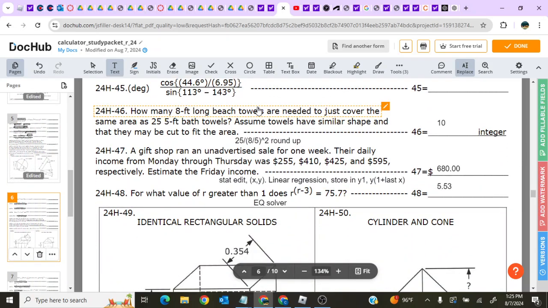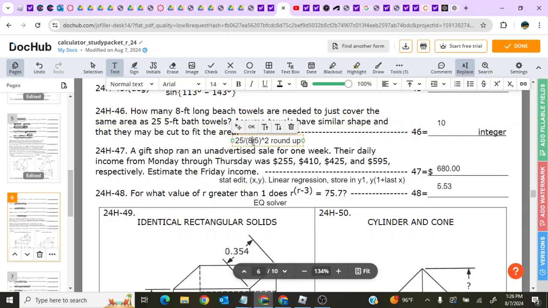How many 8-foot long beach towels are needed to cover the same area? Area is side squared. It has 25 5-foot bath towels. Those towels have similar shape. 8-foot long bath towels cover 8 over 5 squared times the area, because area is side squared. Basically, you're doing 8 squared over 5 squared times the area.